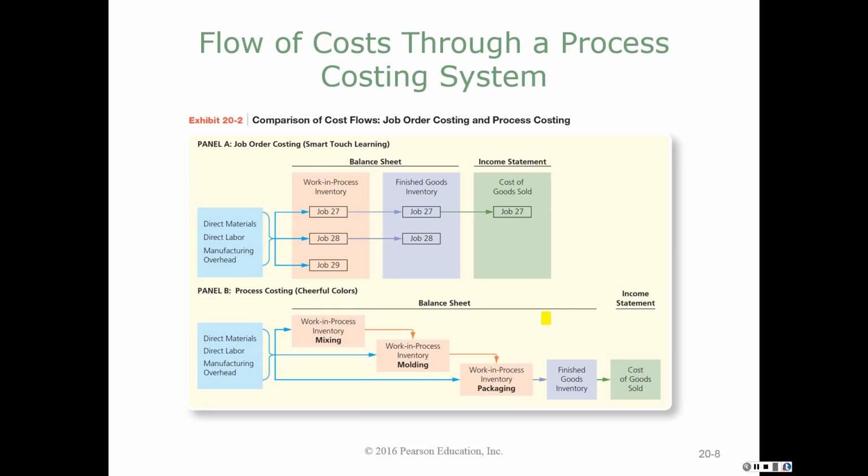So to take a look at this using T accounts, we see an illustration of the costs that we looked at in the prior chapter in job order costing, where materials, labor, and overhead were flowing to each job, 27, 28, 29, and then all of the costs move from job 27 work in process to job 27 finished goods, and then all of the costs move from that finished goods account into cost of goods sold when the product was sold. So this changes a little when we enter the process costing.